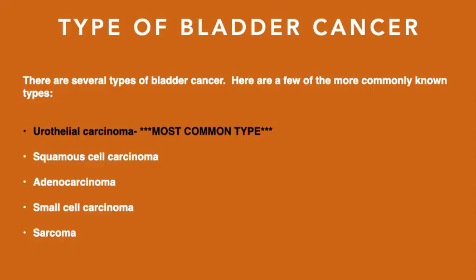So here are some types of bladder cancer. There are several, but we're just going to discuss the most common ones. The first being urothelial carcinoma. This is the most common type of bladder cancer. 9 out of 10, even 9.5 out of 10 times. If you are diagnosed with bladder cancer, this is what it's going to be categorized as. The next type of bladder cancer would be squamous cell carcinoma. This accounts for about 2% of all cases, whereas urothelial carcinoma accounts for about 95%. Adenocarcinoma accounts for about 1% of all cases, and then small cell carcinoma and sarcoma account for less than 1%.